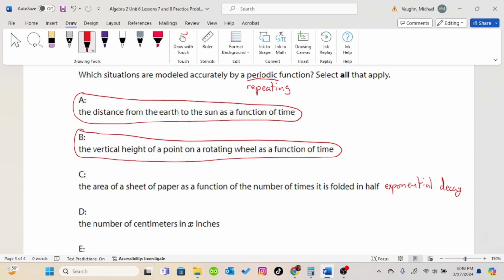Choice D, the number of centimeters in x inches. This is going to be a linear increase. Every time we add an inch, we will add 2.56 centimeters. It will continue to increase in a straight line forever. So that is not a periodic function.